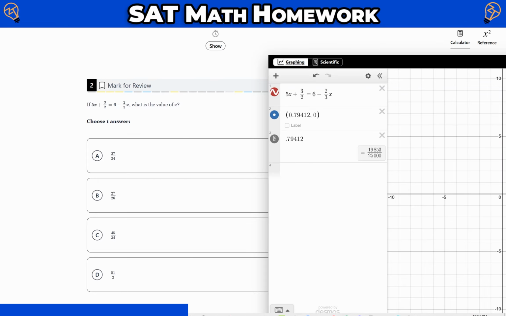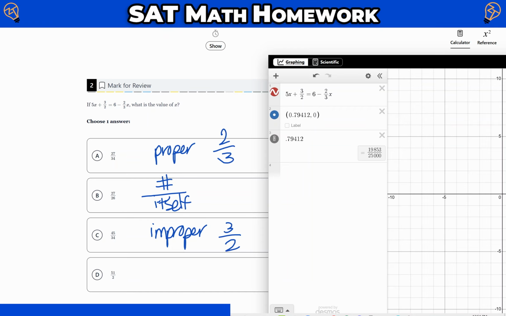So what I mean by that is, let's talk about the difference between a proper fraction, an improper fraction, and a number over itself. So for example, let's say I have 2 over 3, 3 over 2, and let's go with 3 over 3. Now, each of these has a specific relationship to the number 1. We probably know that anything over itself is 1.